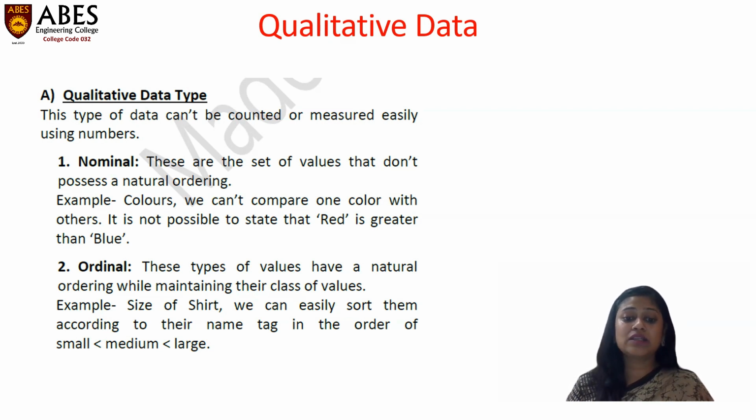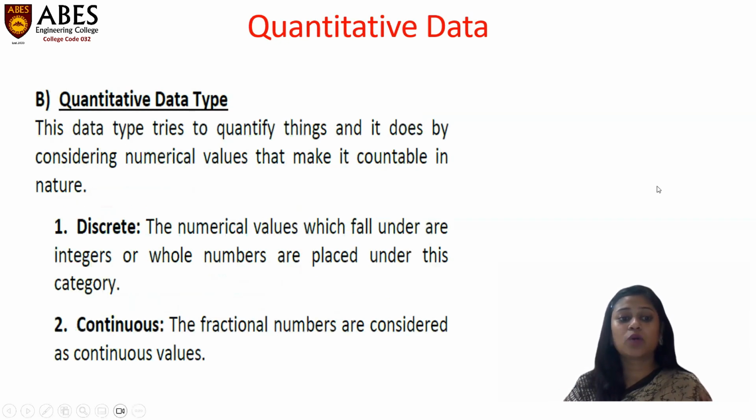And in ordinal, the values have a natural ordering. We have to maintain the class value. For example, if I'm talking about the size of a shirt, it can be small, medium, large. They are in an ordinal way, they are already manageable. Next, we have quantitative data. With this type, we try to quantify things using numerical values that are countable in nature. It can be discrete or continuous. Whole numerical values or integers are considered discrete, whereas fractional numbers or continuum values are considered continuous.